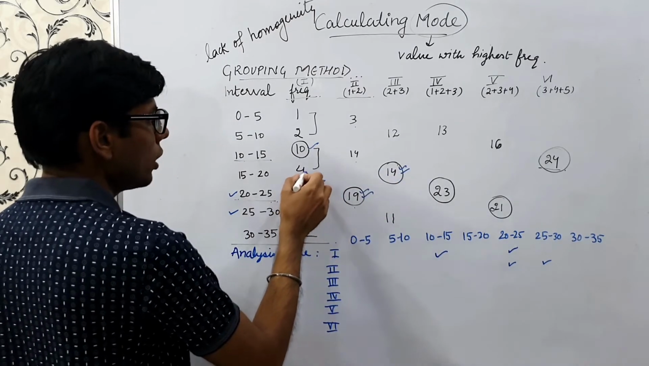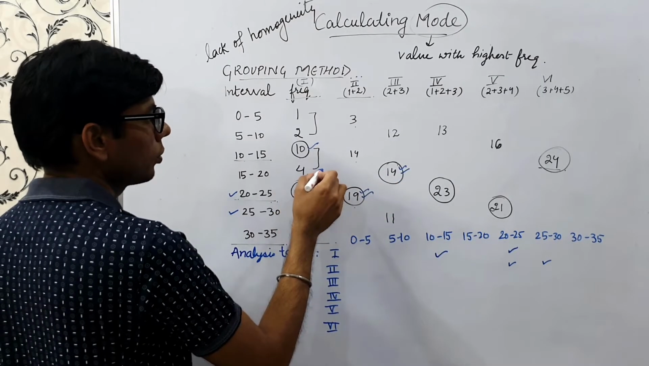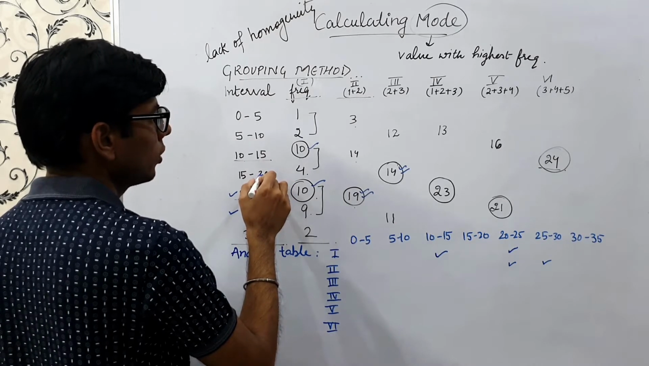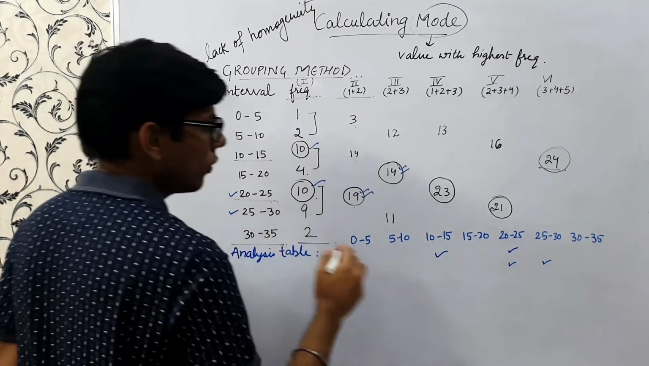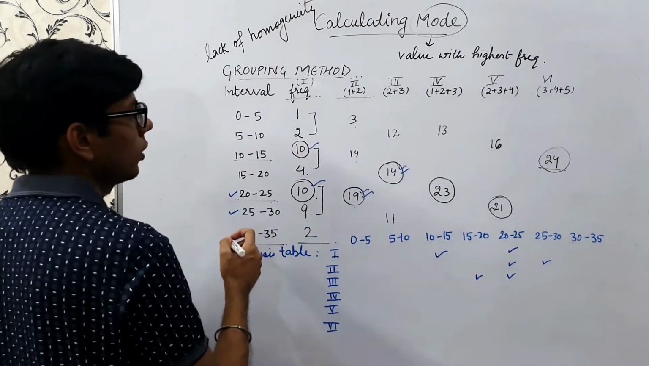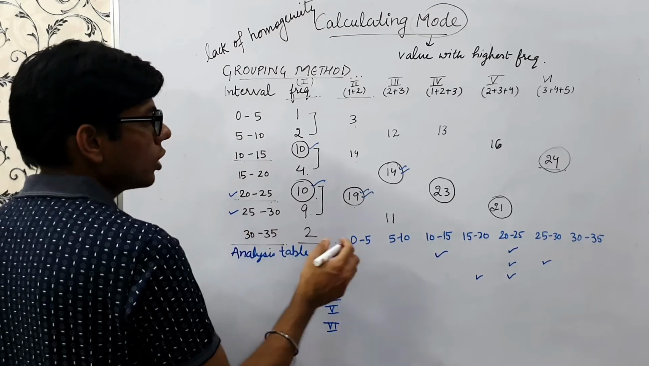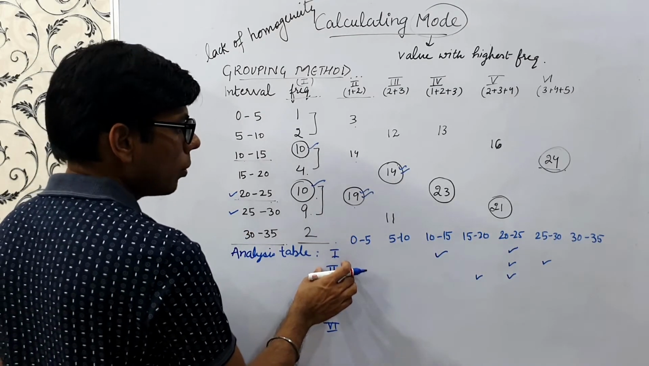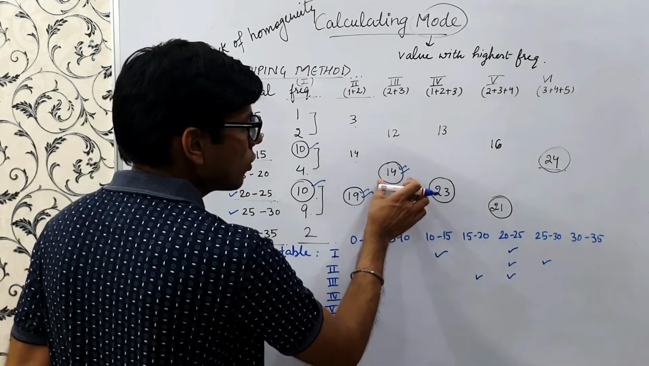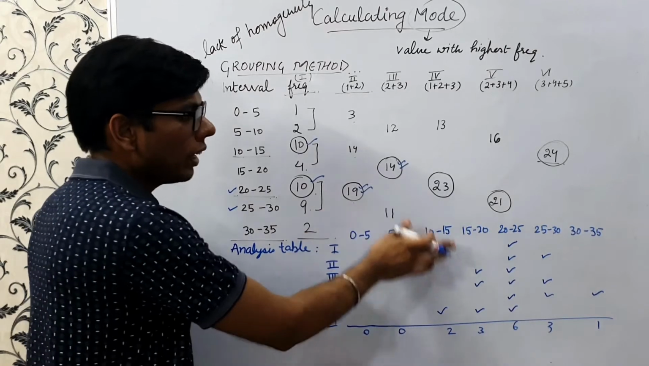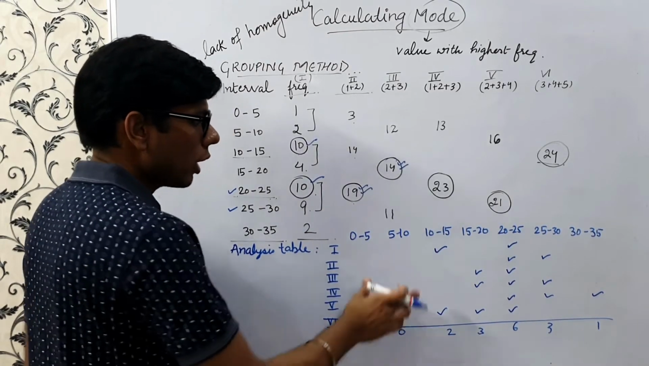So similarly in third column, it's 14. What does it correspond to? It corresponds to this 15 to 20 and 20 to 25. 15 to 20, 20 to 25, right? So just see which column matches with the highest frequency in these intervals. So complete the analysis table. So I'll explain it again.